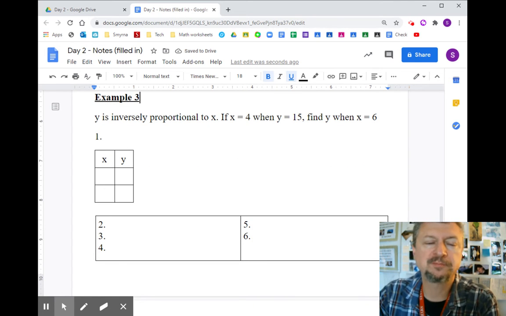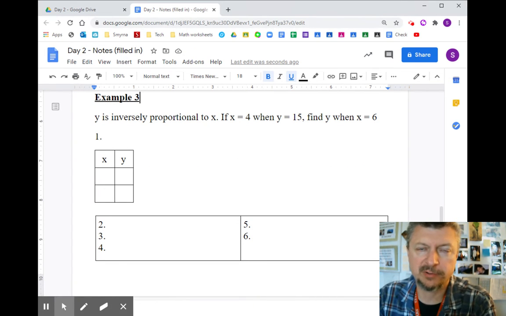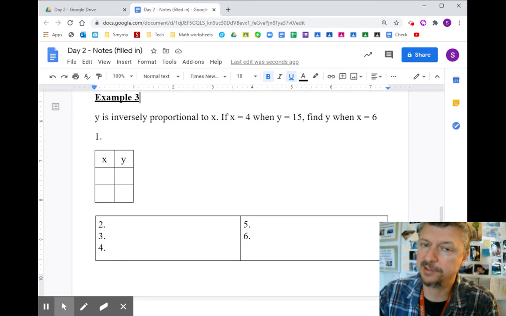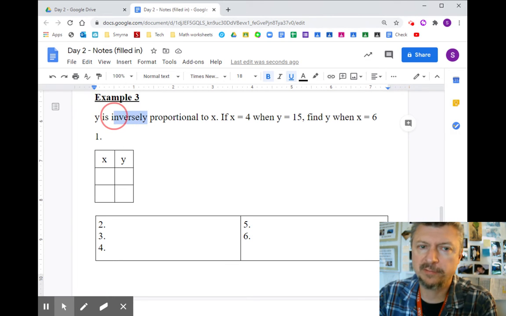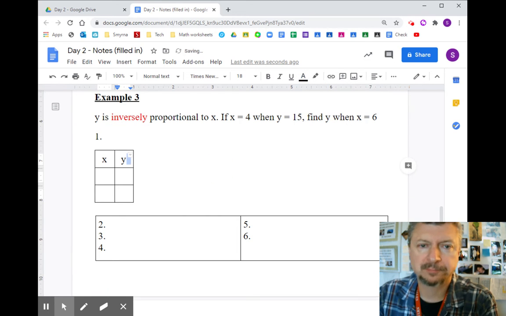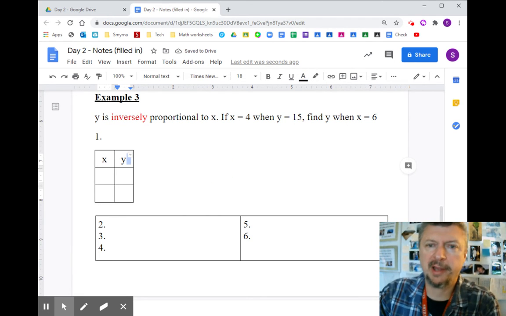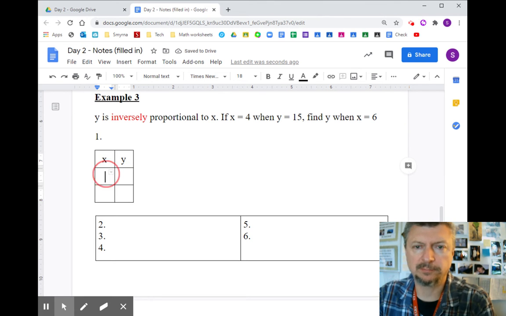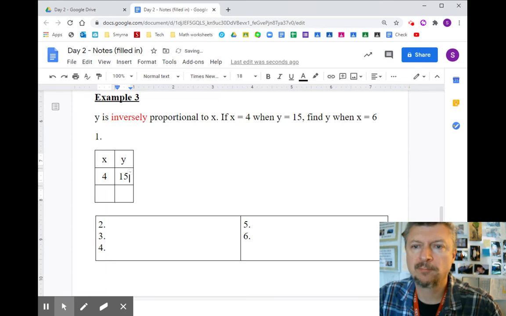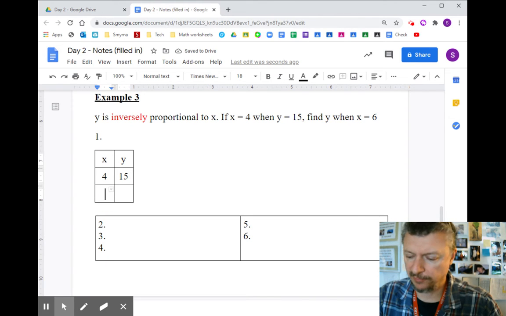Example 3. Y is inversely proportional to X. Inverse this time. Inversely proportional, right? Okay, X is 4 when Y is 15. X is 4, Y is 15. Find Y when X is 6. X is 6, we don't know what Y is.